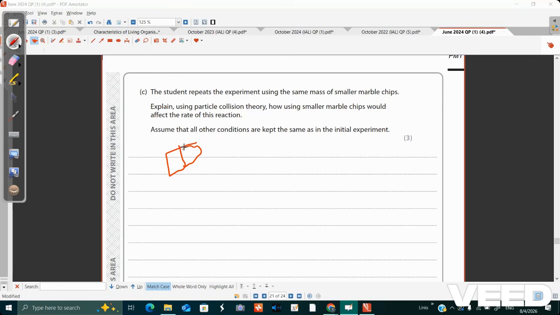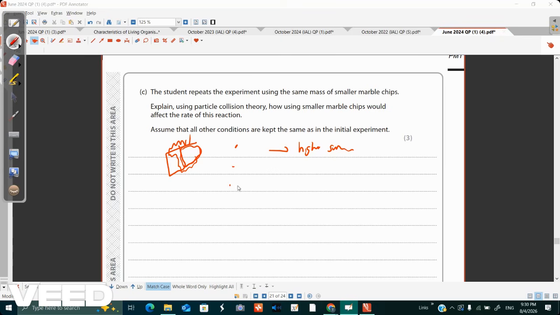Why is surface area increasing the reaction rate? You have more collisions. Why? More area is exposed. So you have more collisions. So you have mentioned that smaller marble chips have higher surface area. Higher surface area has more collisions. Therefore, when all other variables are kept the same, the reaction is happening faster. Right?